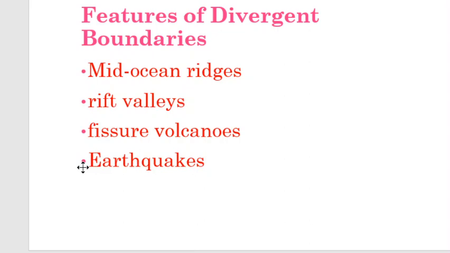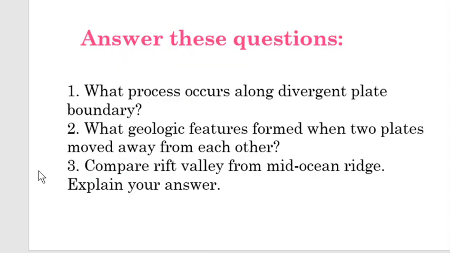So, before we move on to our last plate boundary, you can now answer the questions in your learning task. Number one, what process occurs along a divergent plate boundary? Number two, what geologic features form when two plates move away from each other? I already discussed that earlier. And then you have to compare a Rift Valley from a mid-ocean ridge. Explain your answer.